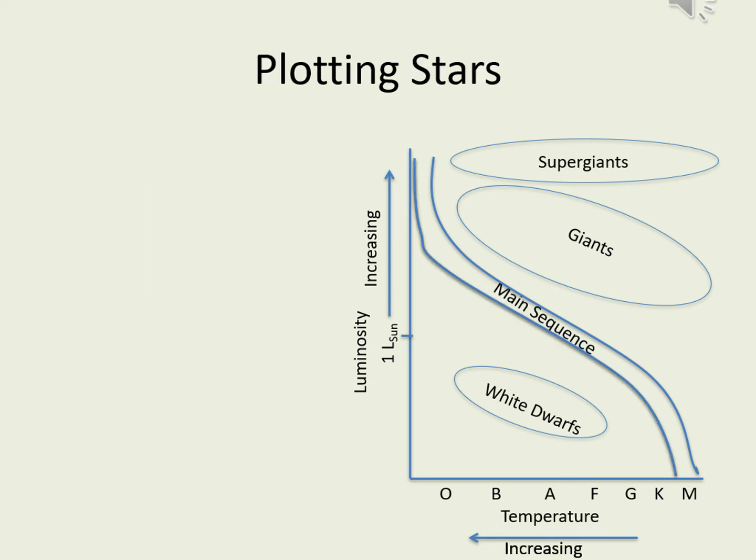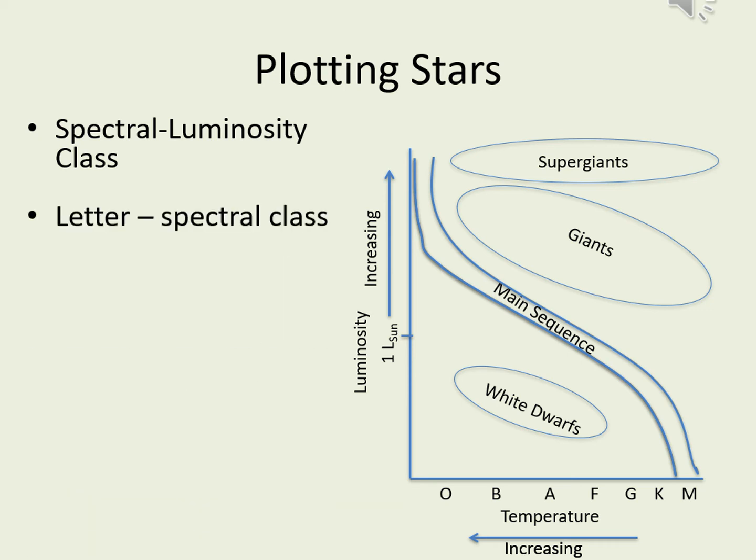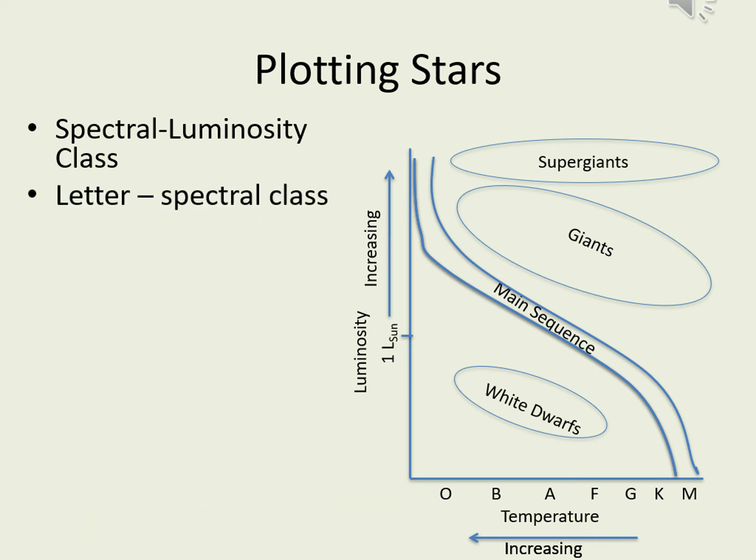Now let's plot some stars on the diagram. While there are several pieces of information on your constellation table that could help you figure out where the stars go, the easiest approach is to use the spectral luminosity class. There are 3 parts to the spectral luminosity class. The first part is a letter identifying which spectral class the star is in. This fits with the spectral classes on the horizontal axis of the HR diagram.